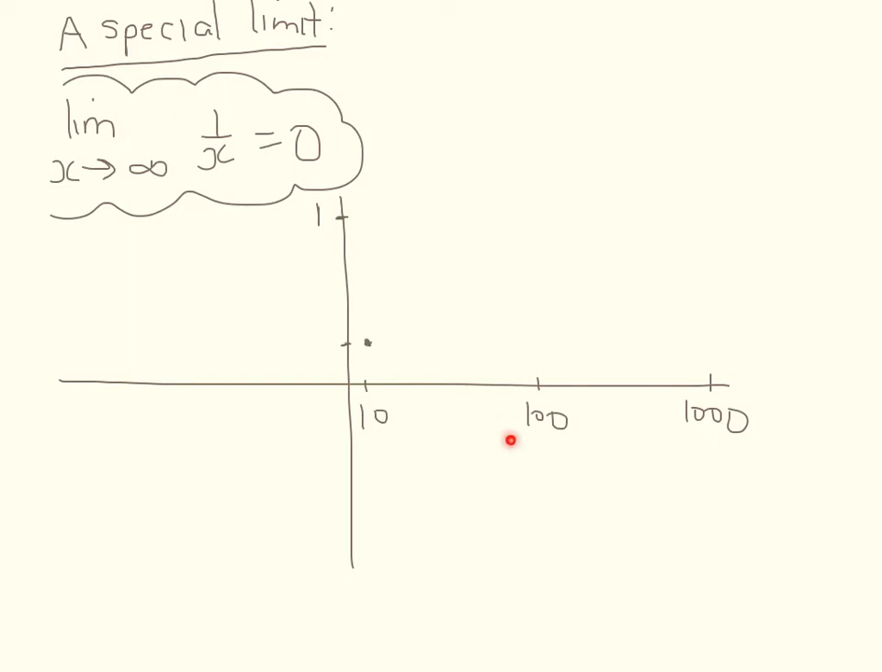And then if I look at 100, 1 over 100 is much smaller. So that could go about there. Make that dot big enough. And then if we take 1 over 1,000, well, you can see it's getting smaller and smaller and smaller as we go along. So it's coming down, down, down, and approaching 0.